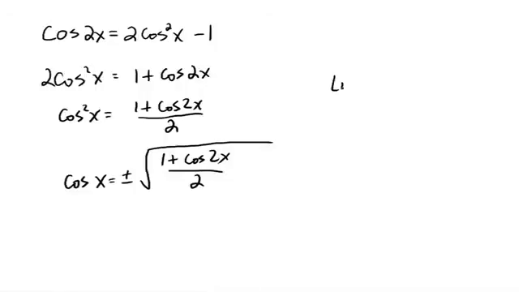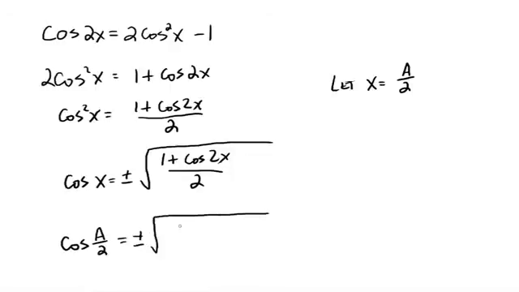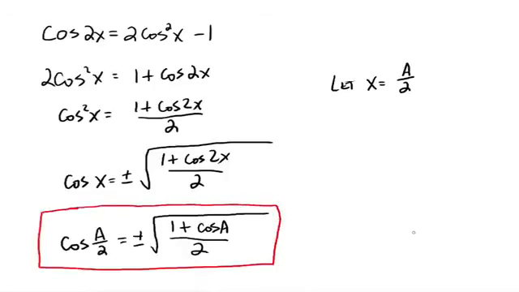And again, we're going to go off to the side here and let x equal some angle divided by 2. And so therefore we have the cosine of a over 2, there's your half angle, equals plus or minus the square root of 1 plus cosine a all divided by 2. And this would be the half angle formula for cosine. Again, plus or minus is chosen depending on what quadrant a over 2 is located.